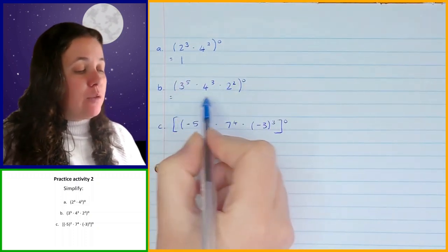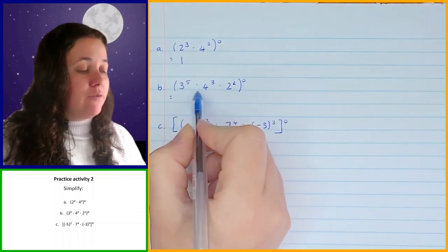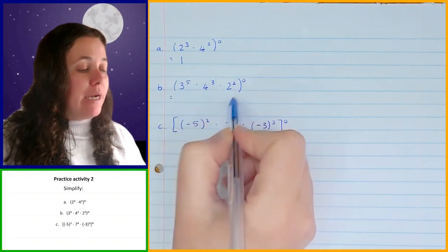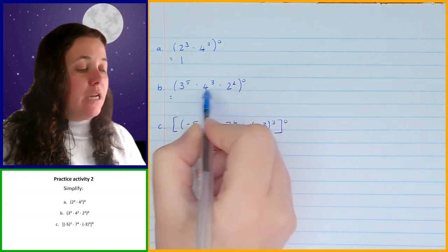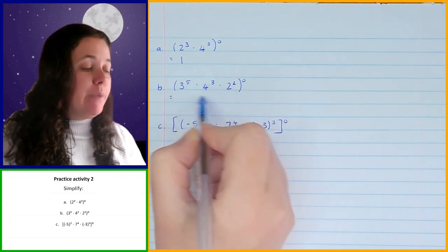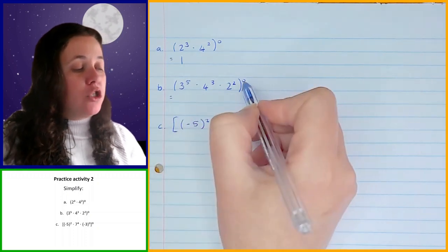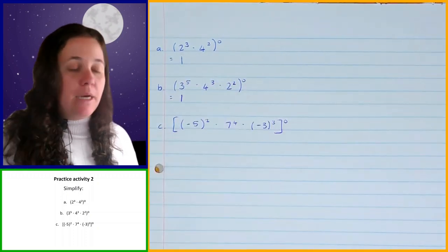And the same thing happens with the next one. I've got 3 to the power of 5 times 4 to the power of 3 times 2 squared, in brackets, to the power of 0. Again, none of those can give me 0, which means my base is non-zero, and a non-zero base to the power of 0 is equal to 1.